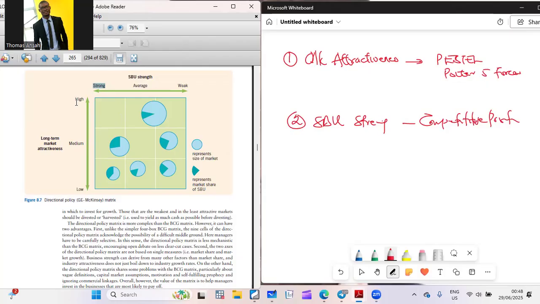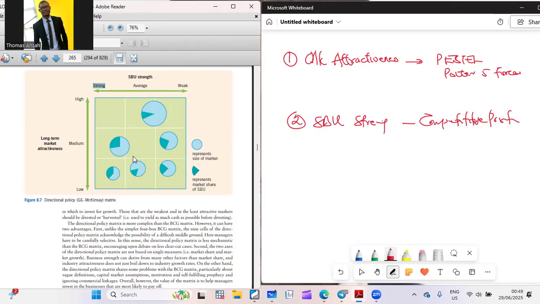But where you are weak and the market is also less attractive, then what you need to do sometimes is to hold. When we say hold, what do we mean? We are saying that you have the potential, but your position is not clear. The position is not clear, so that is where you hold.